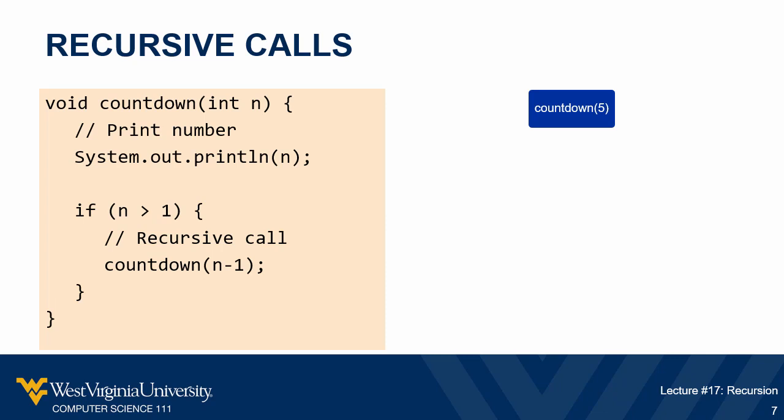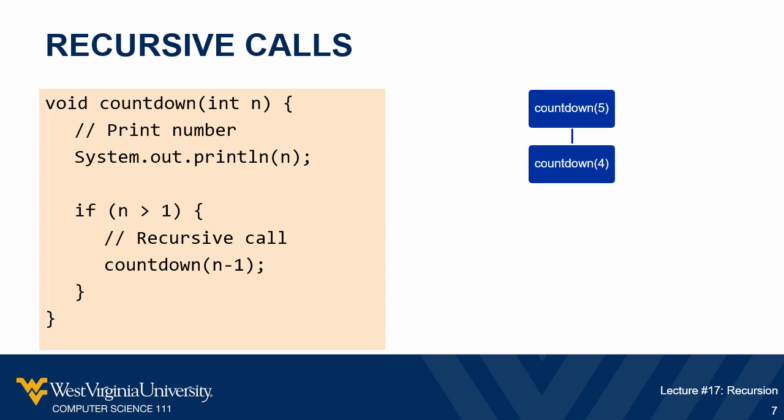Then we're going to evaluate to see if n is greater than 1. And if it is, we're going to place a recursive call to subdivide the problem, which in our case basically means just go and print more stuff. Since 5 is greater than 1, we're going to have a recursive call to countdown with an argument of n minus 1. So n is 5, 5 minus 1, we're going to call countdown and pass it the value 4.